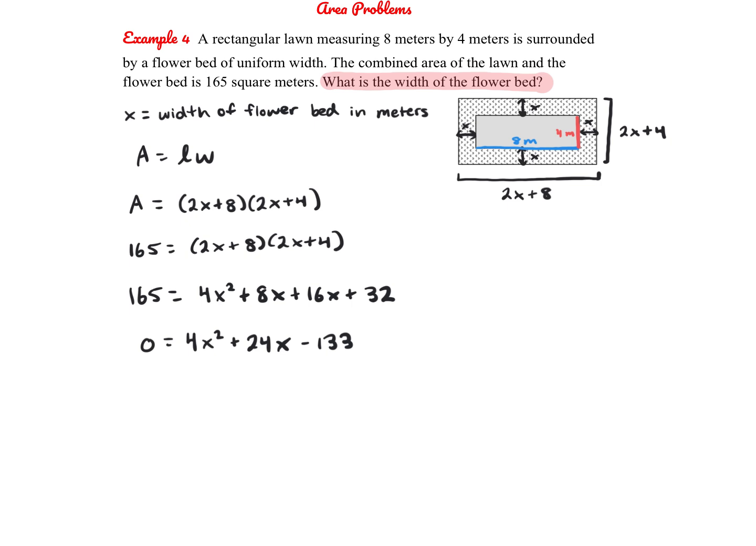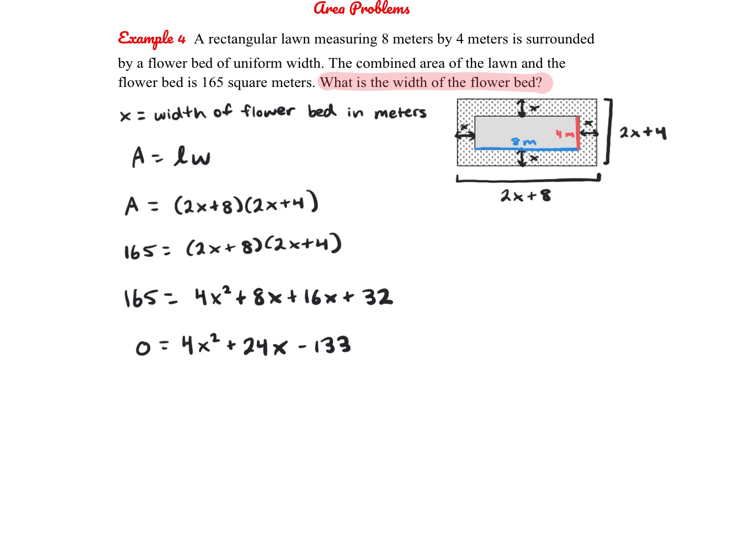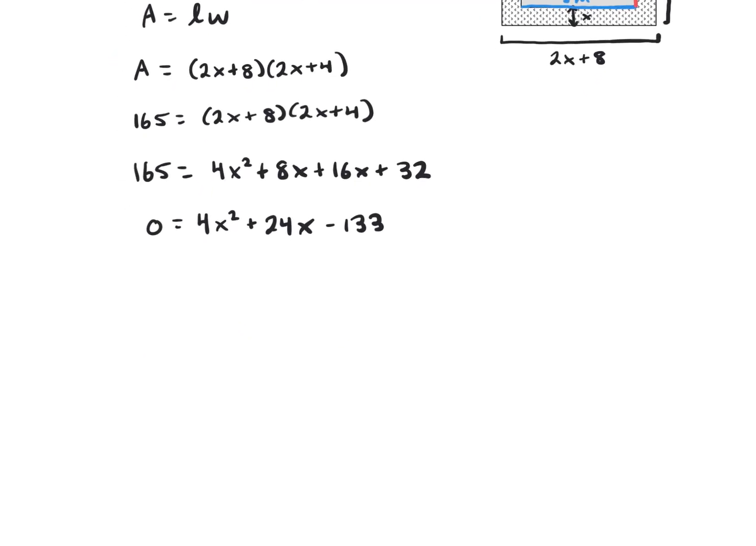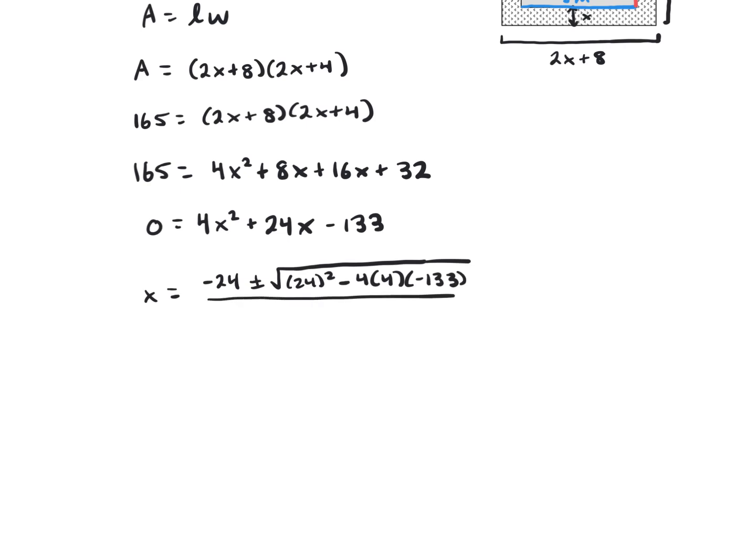Okay, so we may be able to factor this equation, but those numbers would be a little tricky to work with. So I'm just going to move straight to the quadratic equation. So x equals negative b plus or minus the square root of b squared minus 4 times a times c, all over 2 times a.